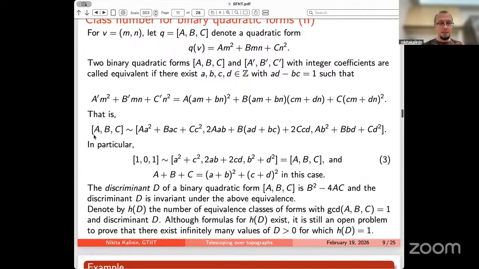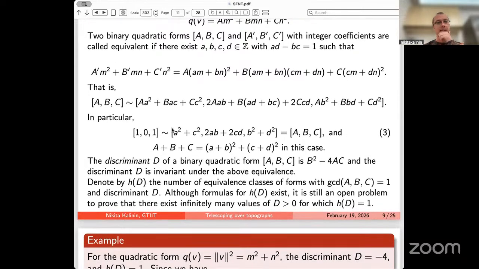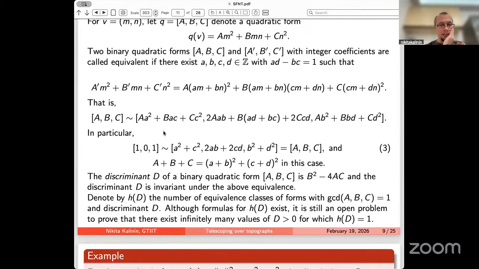Explicitly, you say that (a, b, c) is equivalent to this kind of triple for small a, b, c, d from an SL2(Z) matrix. For example, if you put here a, b, c equal to 1, 0, 1, which corresponds to the form m squared plus n squared, then here you have a squared plus c squared, here 2ab plus 2cd, and here b squared plus d squared. And the form will be equal to (a m plus b n) squared plus (c m plus d n) squared, right?